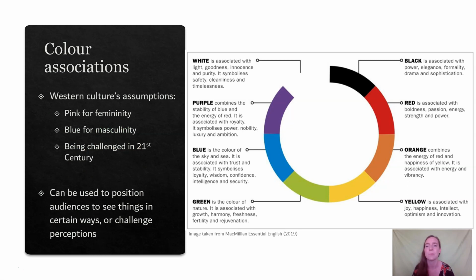Colour associations that we make. Western culture has a lot of assumptions of colours, and some examples are what's on the image here. I highly recommend that you pause and have a read through of these westernized ideas of colour. But in recent history, pink has been known as being associated with femininity and blue for masculinity. These are very much being challenged in the 21st century, but they weren't always that way either. So colour associations can be used to position audiences to see things in a certain way or challenge ideas.